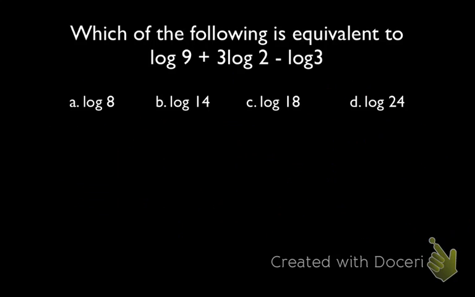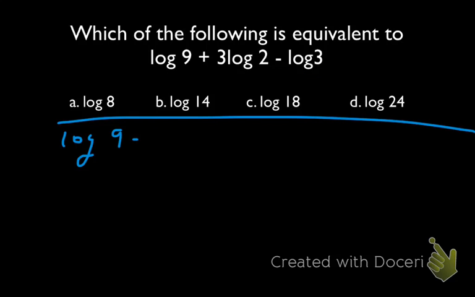So we're going to use our properties to take this mess right here, this log of 9 whatever, and simplify it. Alright, so I'm just going to rewrite it here. So we've got log of 9 plus 3 log 2 minus log 3.